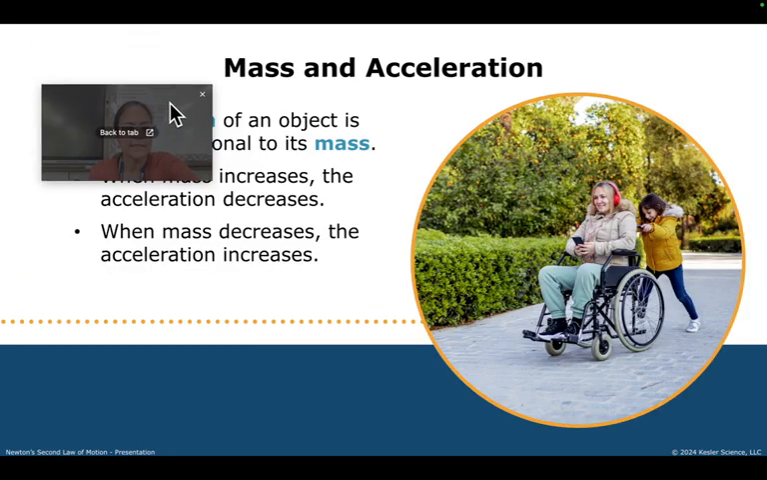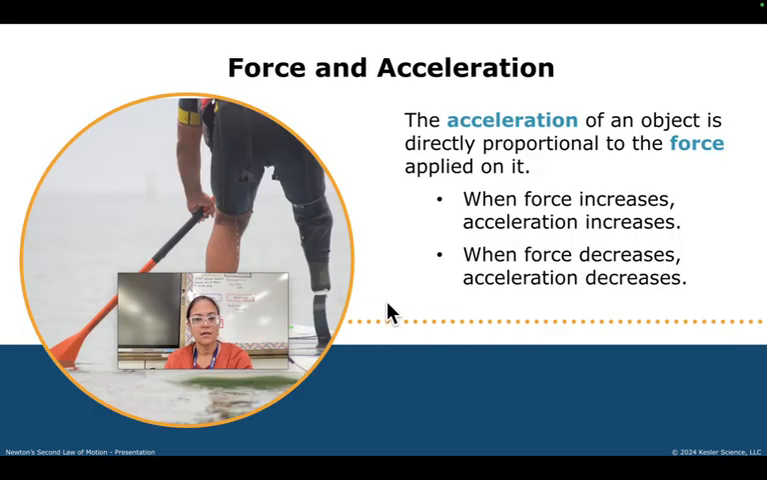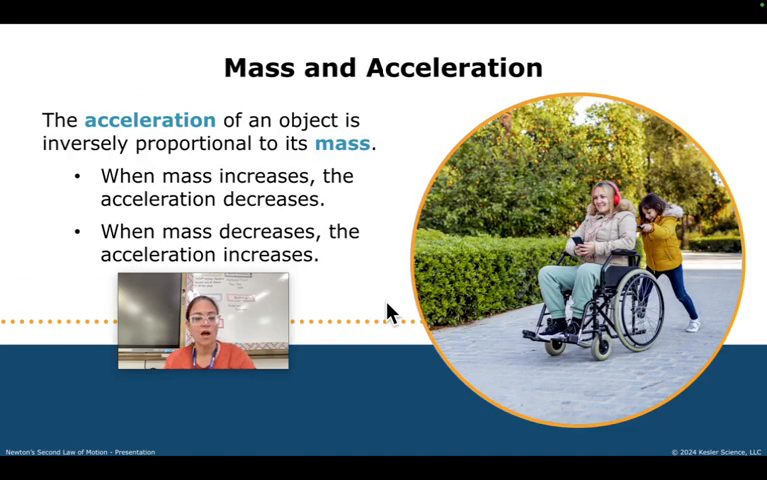All right, so mass and acceleration, same thing. Acceleration of an object is inversely proportional to its mass. So this means they're opposites. So when the mass goes up, acceleration decreases because it becomes harder to push it because it has more mass. When the mass goes down, it's easier to push it, you can go faster. Okay? So acceleration and force go in the same direction. Force goes up, acceleration goes up. Mass and acceleration are opposite. Mass goes up, acceleration goes down.